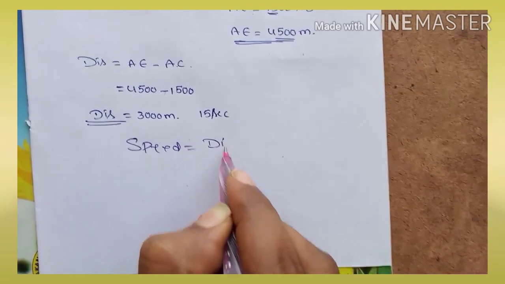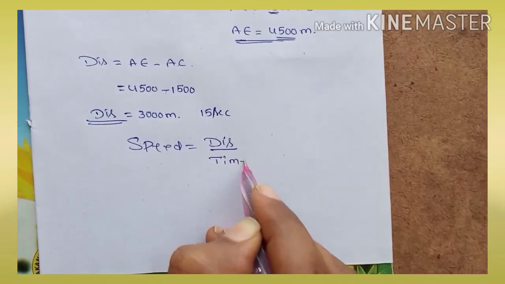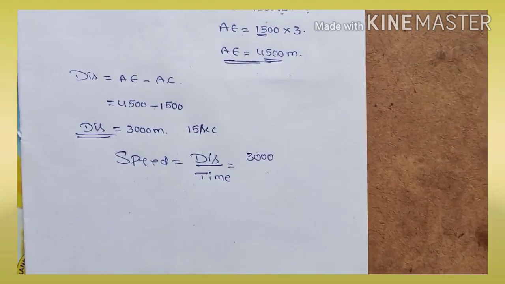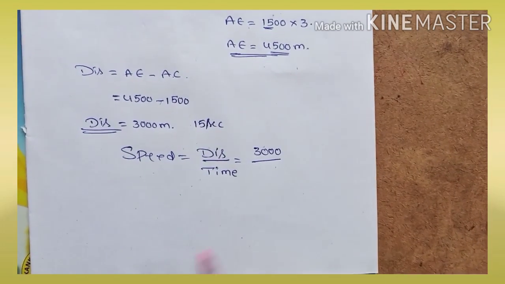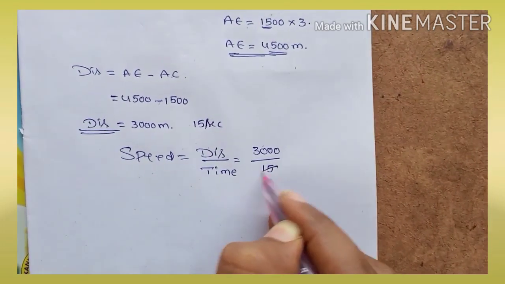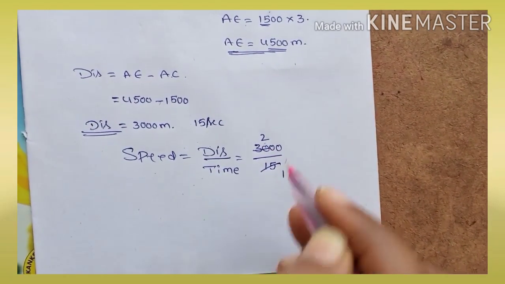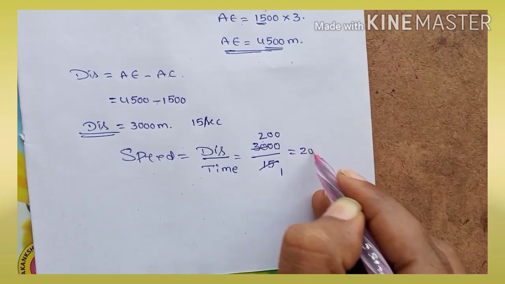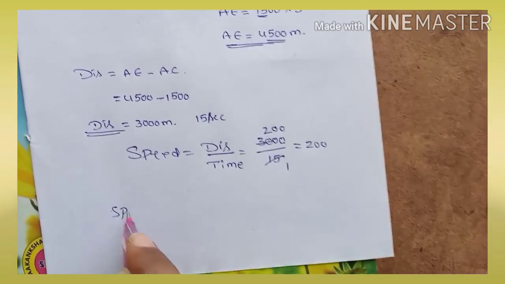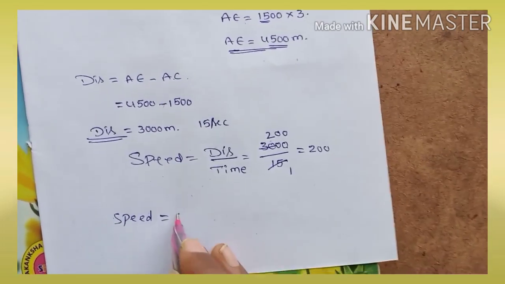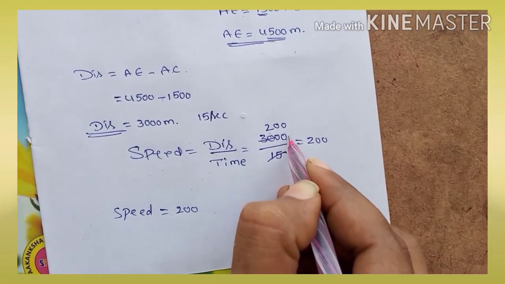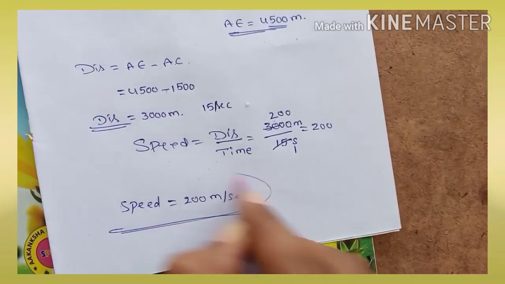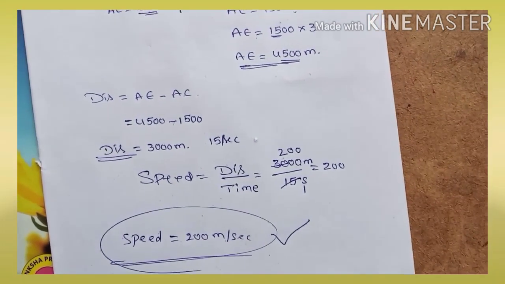Speed is equal to distance divided by time taken. So how much distance did it cover? 3000 meters, in how many seconds? In 15 seconds. So 15 ones are 15, 15 twos are 30, and two more zeros are there. So the result is 200. So the speed of the jet plane is 200. 3000 is in meters, this is in seconds. So 200 meters per second is the speed of the jet plane.